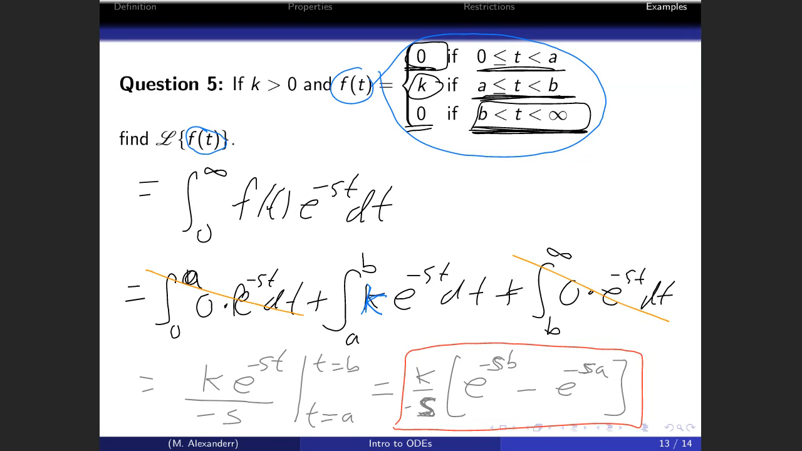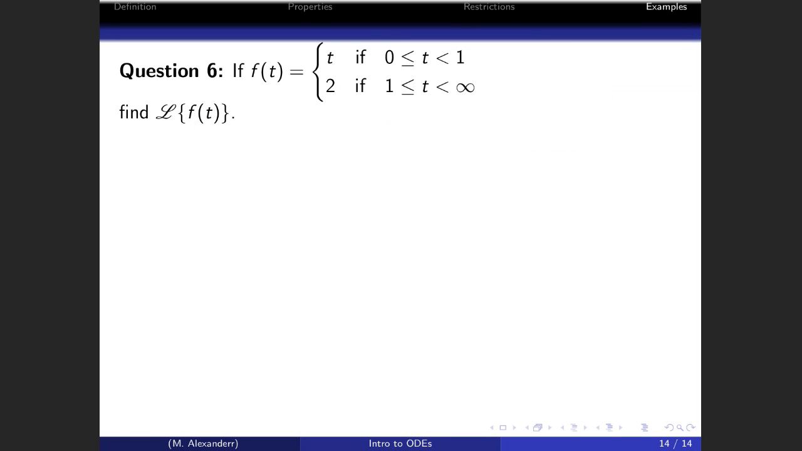So that's one example. Now for the second example, we are going to only set up the integral, just to make sure that we are comfortable with the setup. But before we do that, again, we want to draw the function to see that we can actually apply the Laplace transform.